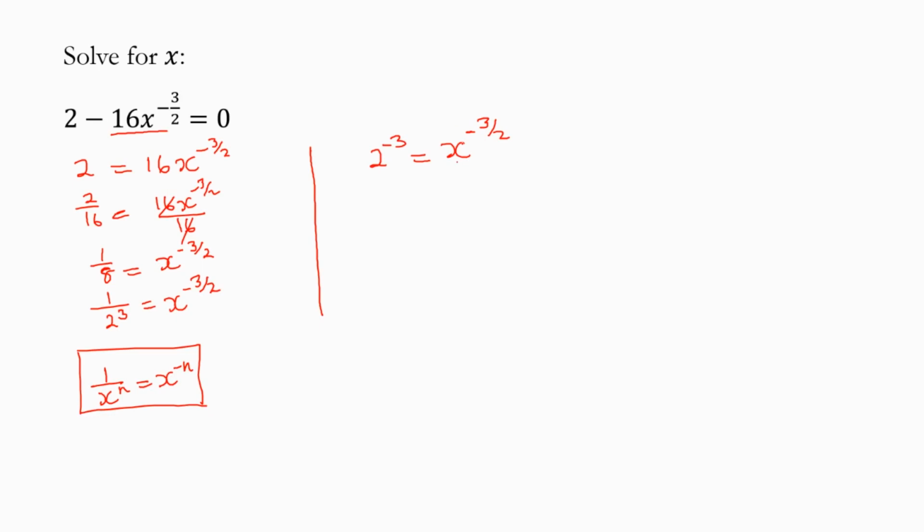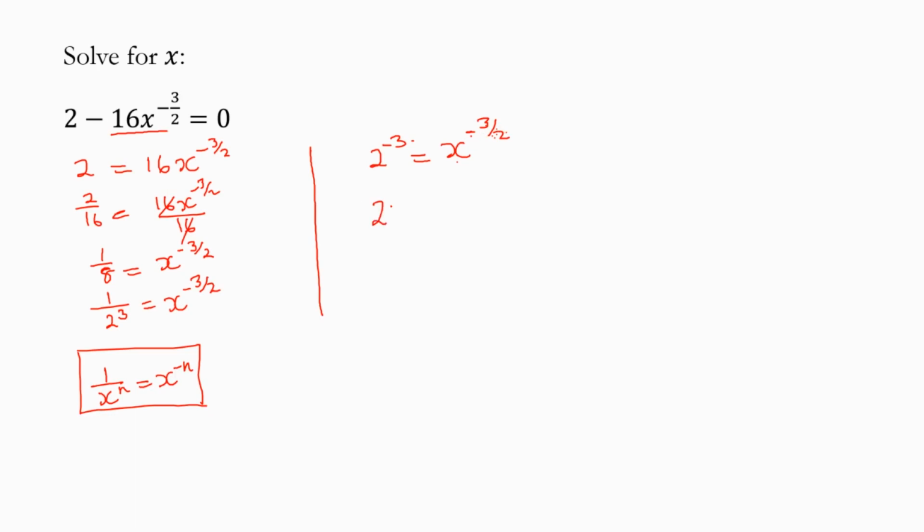And then we have this power here, which is an exponent of negative 3 over 2. So we raise this power to the power of what? Of the multiplicative inverse of negative 3 over 2. So if you do that on the left hand side, you must do it on the right hand side. The multiplicative inverse of negative 3 over 2 is negative 2 over 3. Okay, it's negative 2 over 3. So we raise these powers to negative 2 over 3.